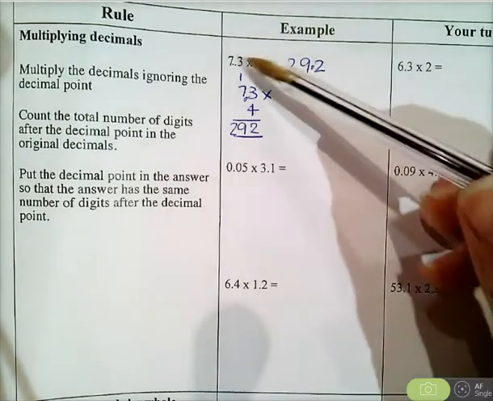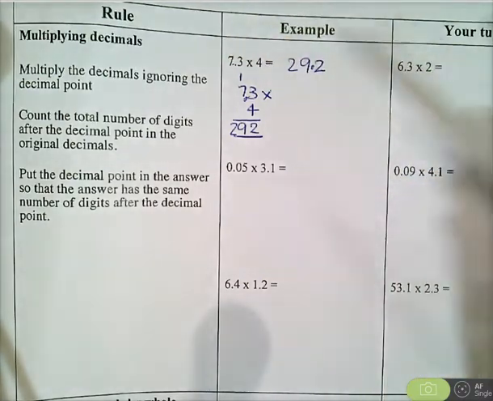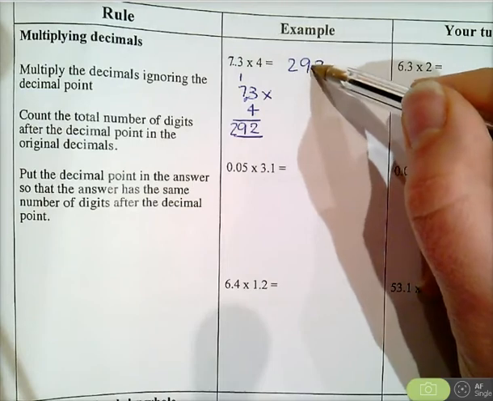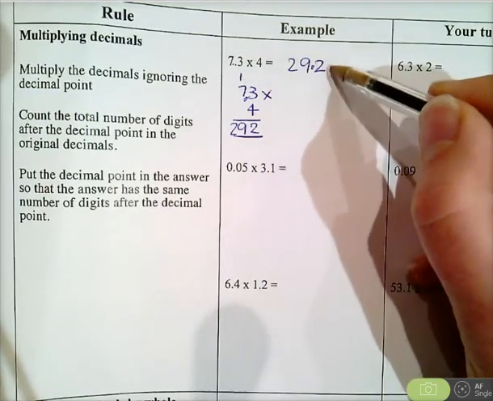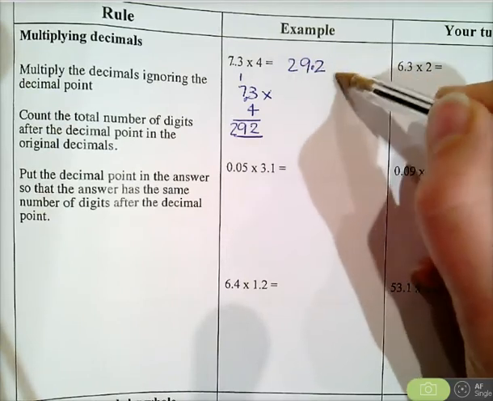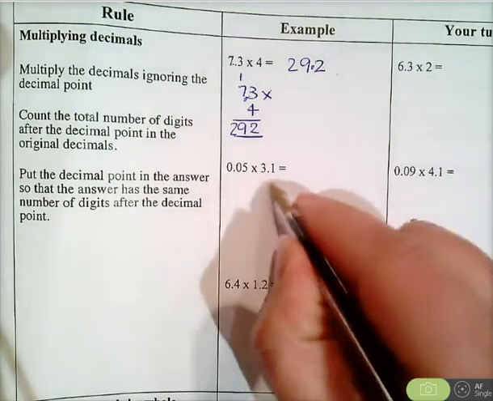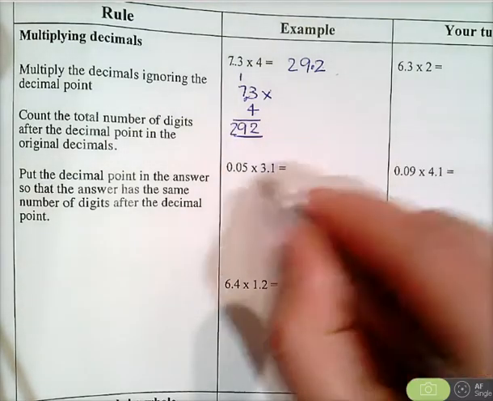Now, girls, what you can do is you can say this is roughly 7 times 4. So my answer should be about 28. So if I put the decimal point there, my answer is 29.2. That makes sense. If I put my decimal point on the end, it's going to be 292, and that's just too big. So the answer needs to be somewhere near 28. Now with this next question here, we're doing 0.05 times 3.1.